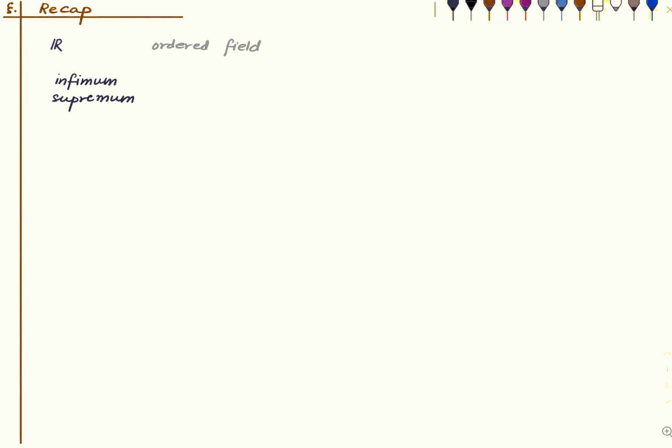Sorry, what am I saying? Every subset of real numbers that is bounded above has a least upper bound. Okay, so that is how we defined the real numbers, an ordered field with the least upper bound property. But we then constructed such an object. So this exists, and we commented that it is unique.